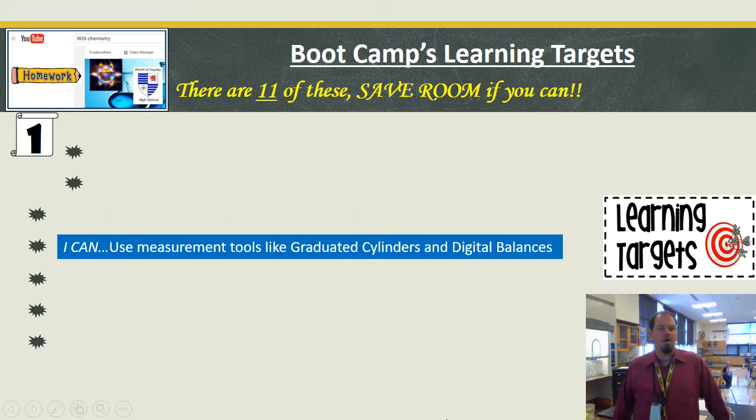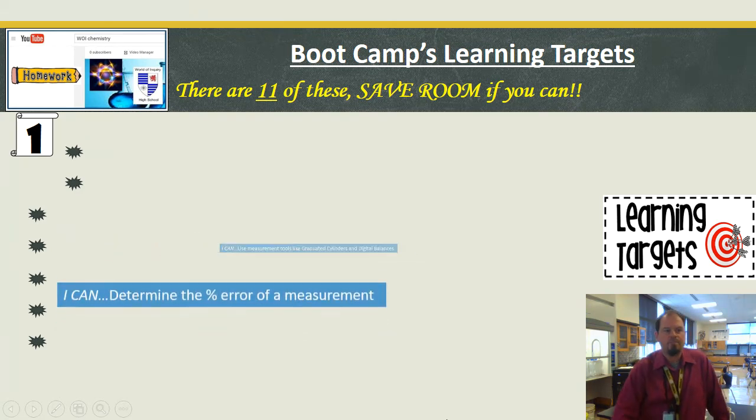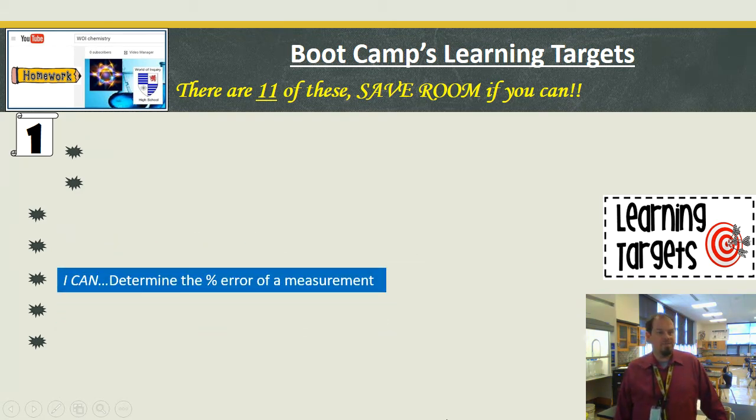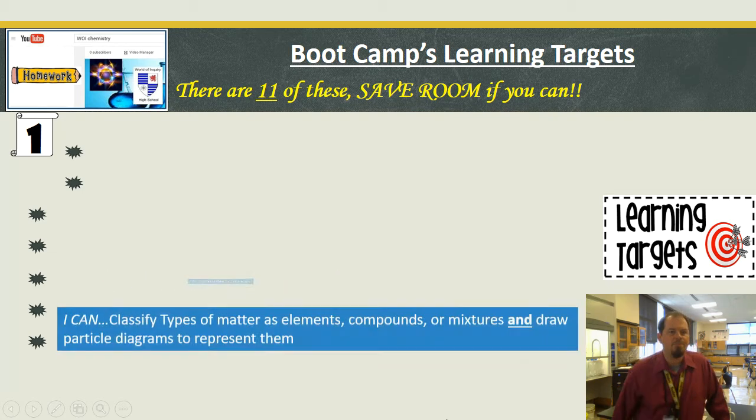So unit of measure. Then we're going to measurement tools, graduated cylinders and balances. We're going to learn how to use those. I can determine percent error. This is a piece where this equation is in your reference table, and you're going to have to be able to use it and manipulate it pretty much for the rest of the year. So we'll learn how to use that and do some math.